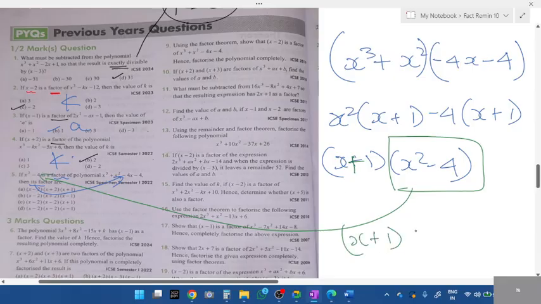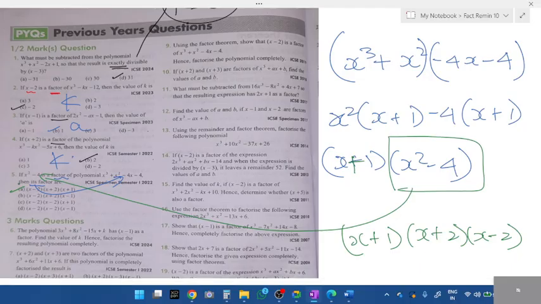What is a square minus b square? It is a plus b into a minus b. So x square minus 4 is x plus 2 into x minus 2. Which option? First one is the answer. x plus 1. Make a note of this, students. Just to confuse us, they've given x square minus 1 is a factor.